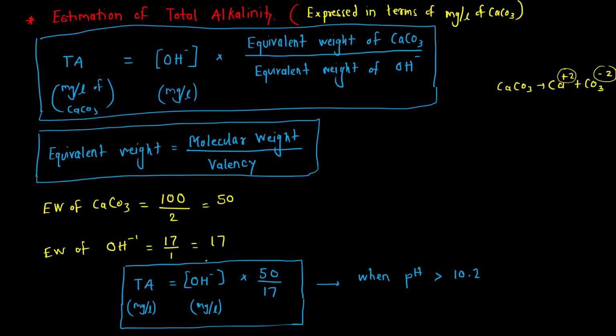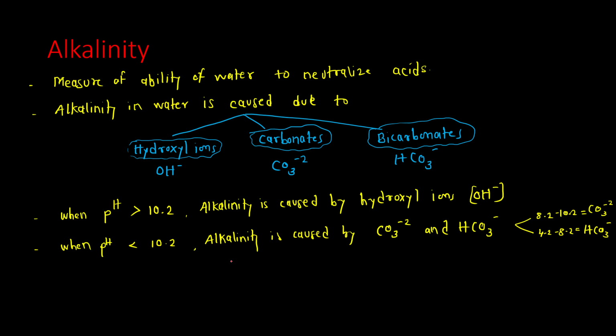ion. Now if the pH is less than 10.2, then total alkalinity will be caused due to both carbonate and bicarbonate ions. So for second case, total alkalinity will be in terms of mg per liter of CaCO3.